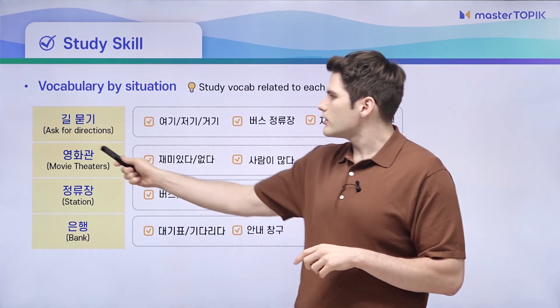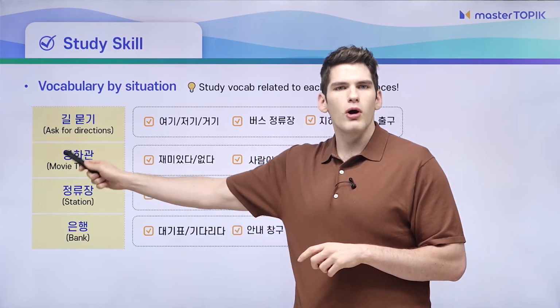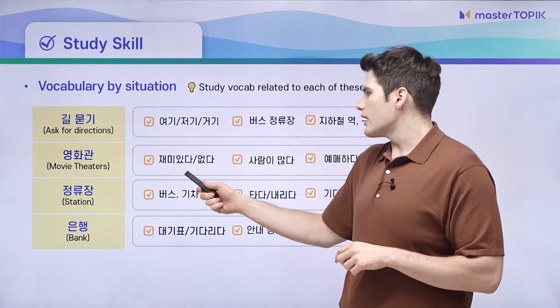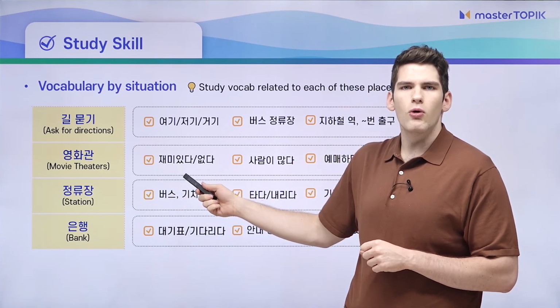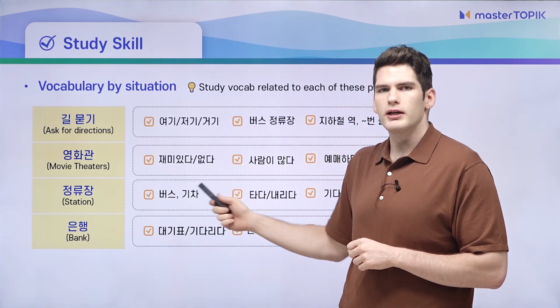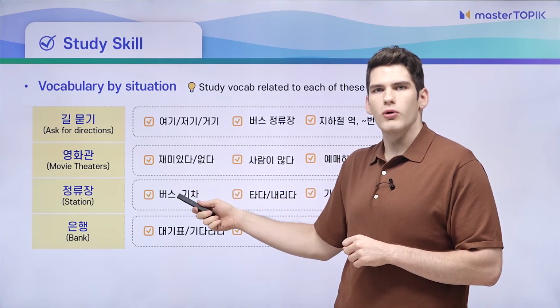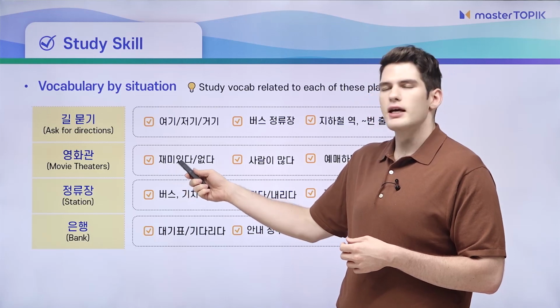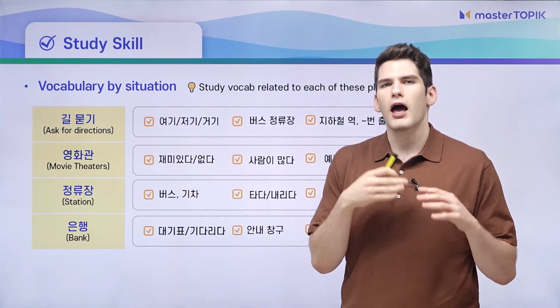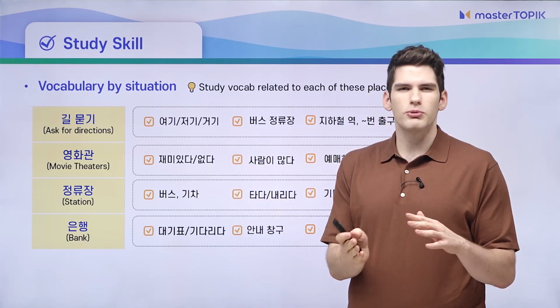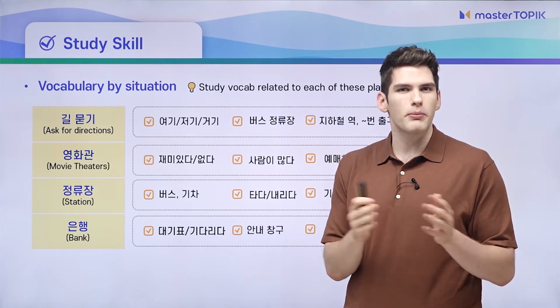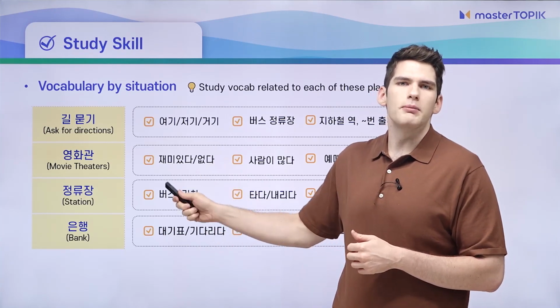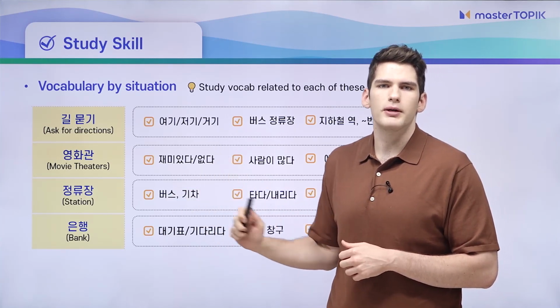All right, so let's go to the movies, right? 영화관, all right? So you can say a movie is 재밌다 or 재미없다, right? So a 재밌는 영화 would be a good movie, but if you say the 영화 is 재미없다, then that's a bad movie, right? So in English we don't say really a fun movie, we just say good or bad. In Korean we say 재밌다, 재미없다, right?